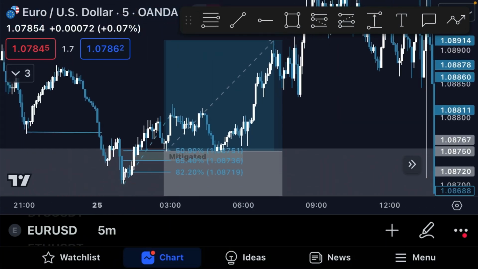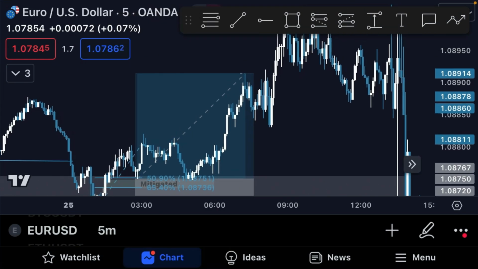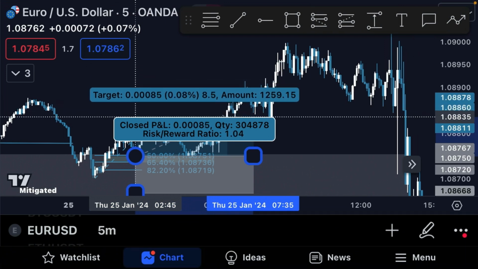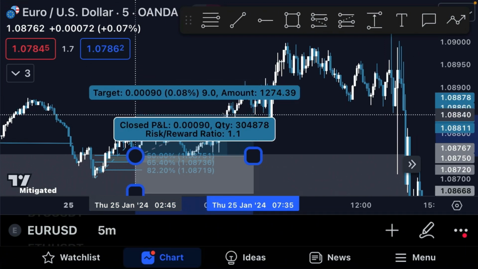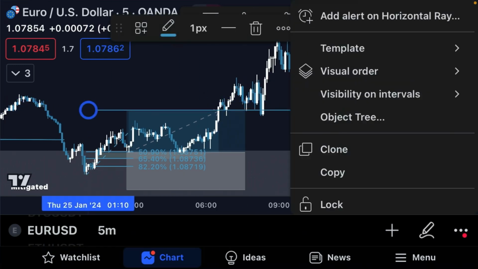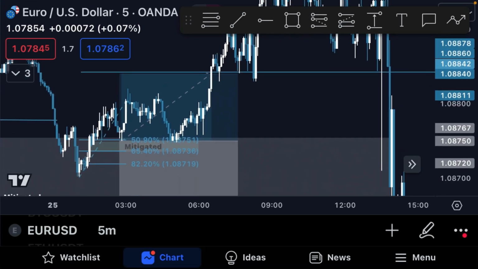And for my first target, I want to do a 1-to-1 ratio. So 1-to-1 ratio would be 1.1. So I can use here for my first target, which will be nice. That is lose 1, get 1.